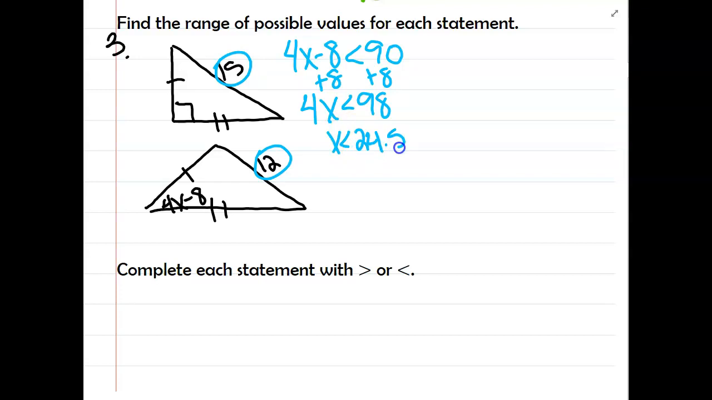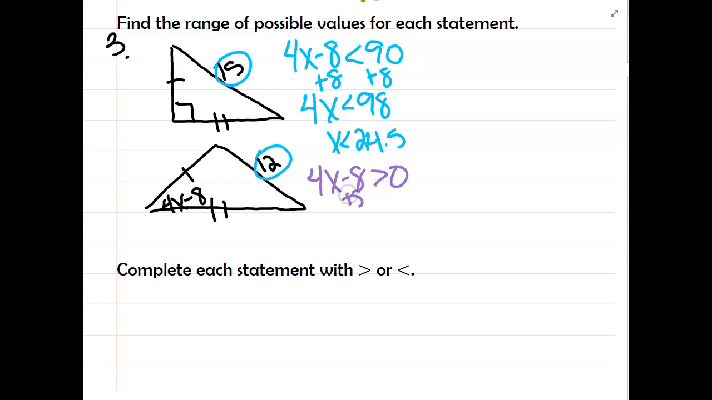Remember, you say x is less than 24.5, x could be anything less than 24.5, like negative 100. X cannot be negative 100. That would give me a negative value for an angle, and angles can't be negative. So we also have to say whatever 4x minus 8 is got to be bigger than 0, because it has to be positive because it's an angle measure.